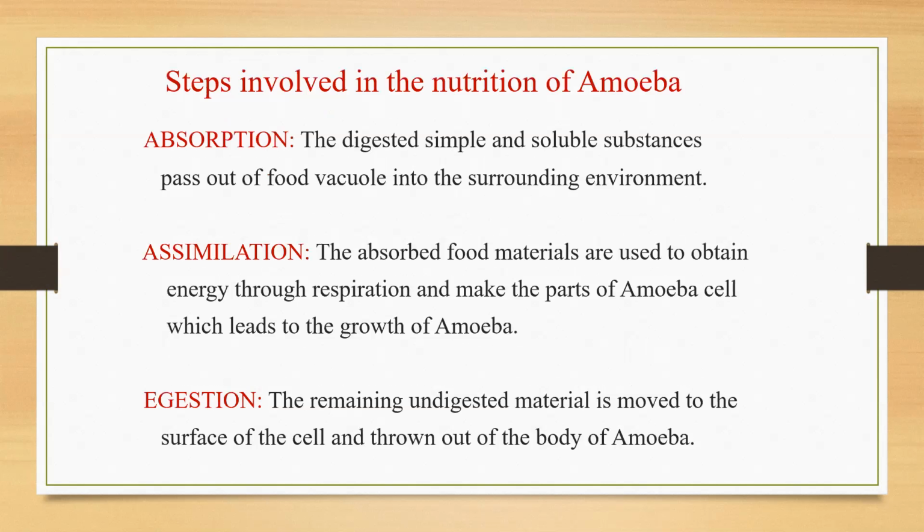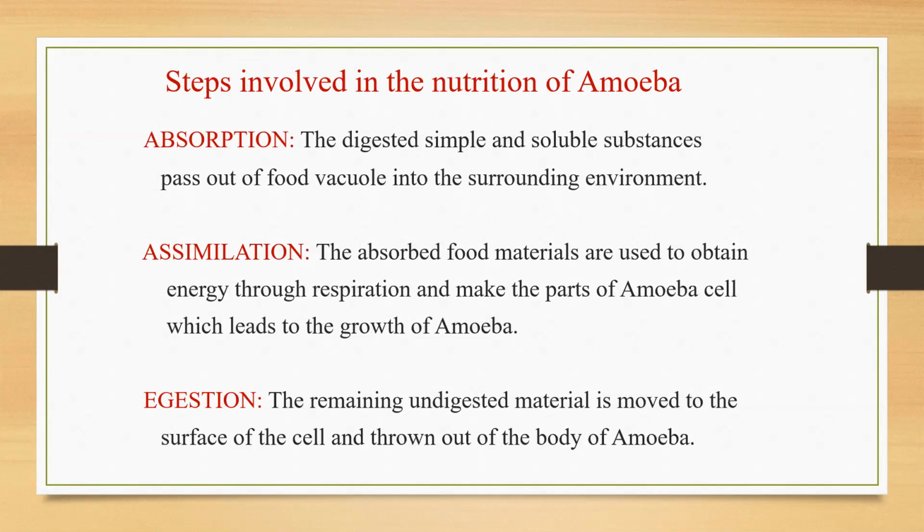Now the third step is absorption. Once the food has been swallowed, next it is digested. Now the food has to be absorbed because living beings have to perform growth and development. So the digested simple and soluble substances pass out of the food vacuole into the surrounding cytoplasm. The amoeba takes all the digested food from the food vacuole and absorbs it into its whole body, because it is a single-celled organism. So the food will be evenly distributed throughout its body.